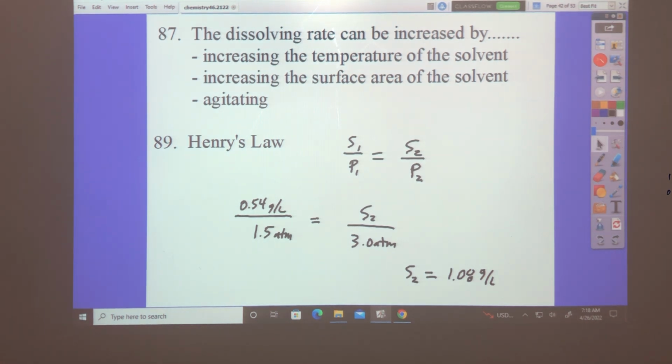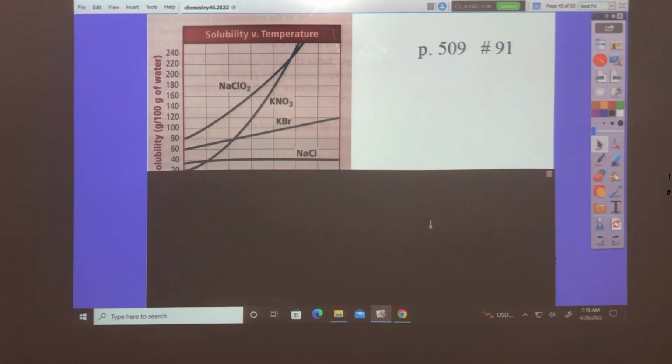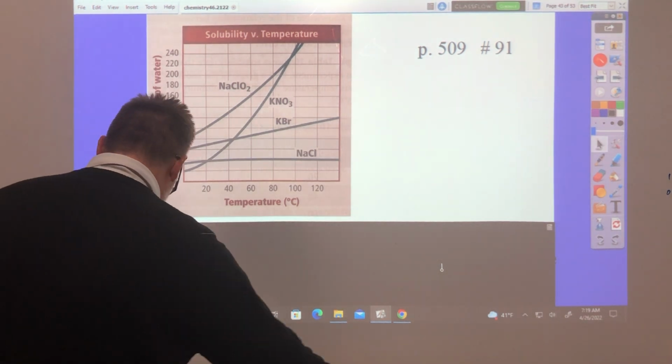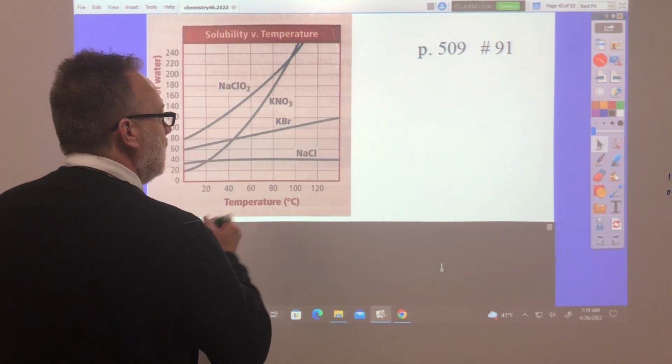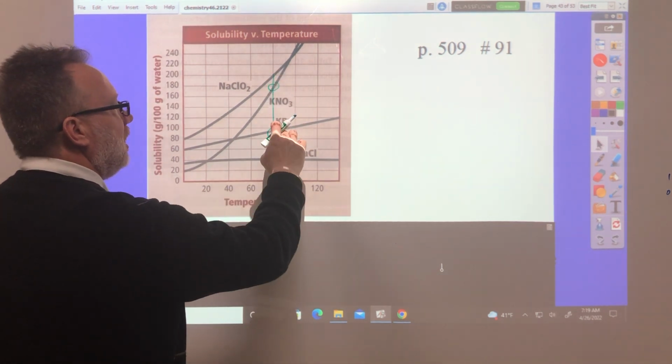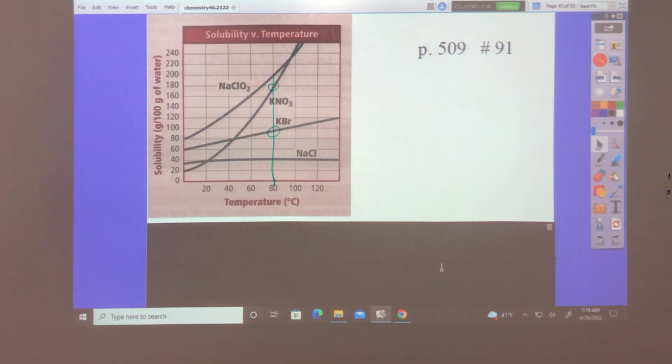And then we have a graph, I think. I think this is number 91. There's the graph in the book. Compare the solubility of potassium bromide and potassium nitrate at 80. Potassium bromide, here we are at 80. Potassium nitrate. This one is about double.